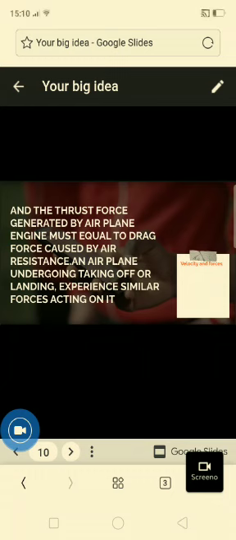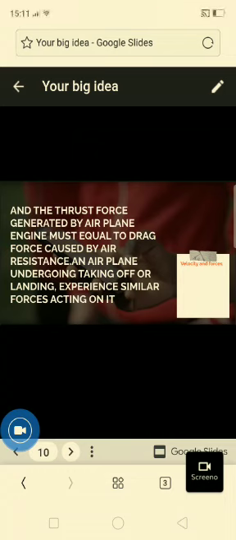Okay? So the thrust force generated by the airplane engine must be equal to the drag force caused by the air resistance. Okay, the drag force is a force that drags the body, and this drag force is caused by the air resistance, and the thrust force is produced by the airplane engine. So we can see that the thrust force must be equal to the drag force.